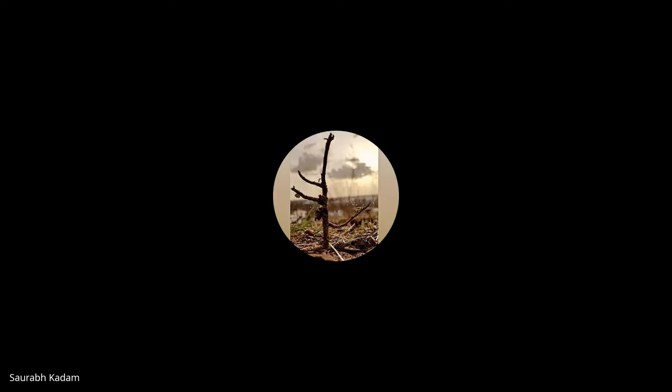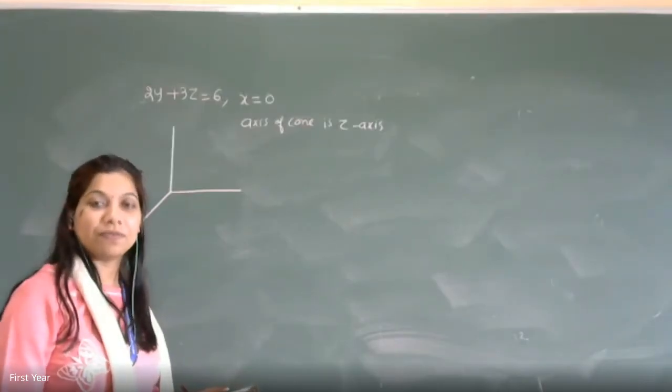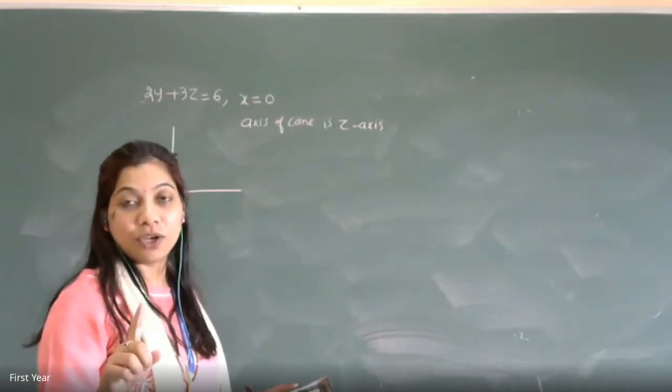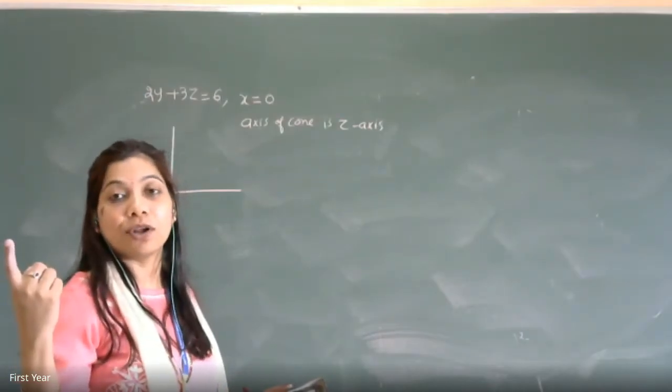Maybe it's in... What does that plane mean? Ma'am, we can write the equation of the z-axis and from the line we can find theta with the z-axis. Yes, very good. We have to first find theta. That's the main objective. Then only we can find the equation of the right circular cone.